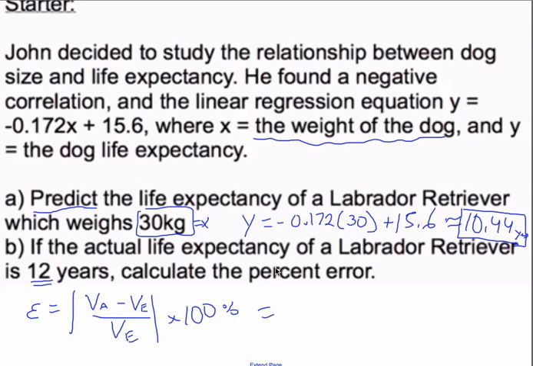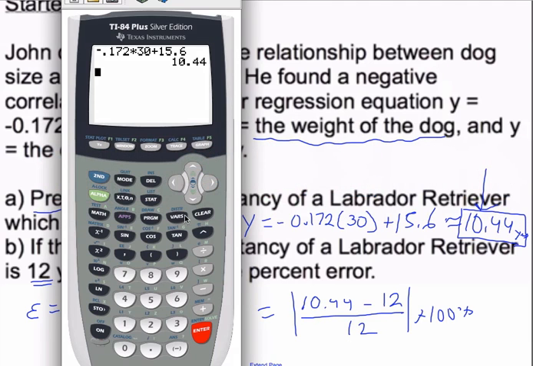In this case, the approximate value is our estimate from our linear regression equation, so that's going to be 10.44. The exact value is 12, and we'll times by 100% here. I'm going to work that out on my calculator. I'm going to do first 10.44 minus 12. Then I'll divide by 12.